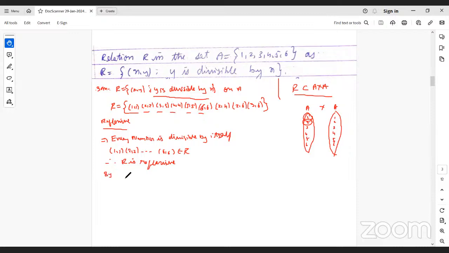Next for symmetric now. In case of symmetric, we need to take any one ordered pair. First, 6 at least you can't take, because reverse of 6 comma 6 will be 6 comma 6. So now I will consider 2 comma 4. So the ordered pair 2 comma 4 belongs to R, but the reverse of this, 4 comma 2, see whether 4 comma 2 is present here. 4 comma 2 is not present in the relation. So 4 comma 2 does not belong to R, and therefore we can say R is not symmetric.